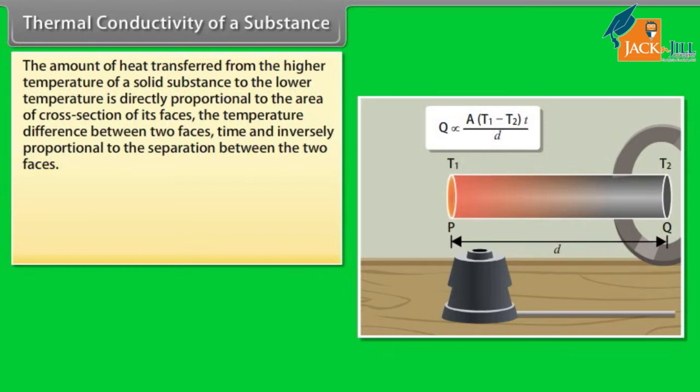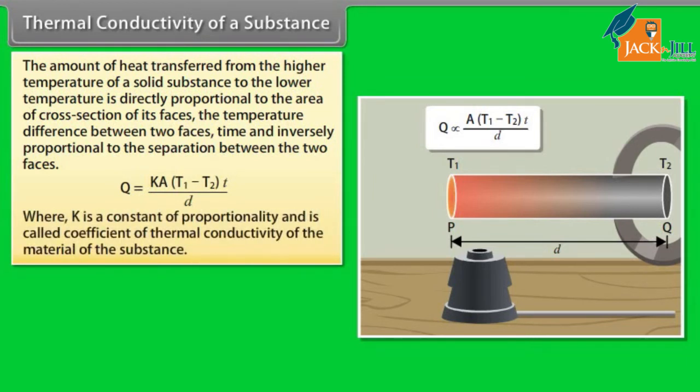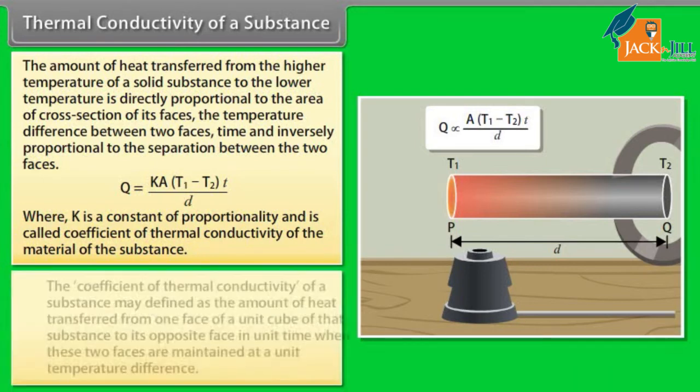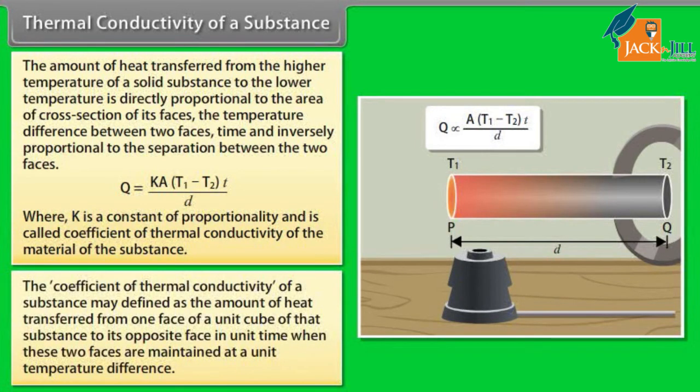It gives Q is equal to K A (T1 minus T2) t upon d, where K is a constant of proportionality and is called the coefficient of thermal conductivity of the material of the substance. The coefficient of thermal conductivity of a substance may be defined as the amount of heat transferred from one face of a unit cube of that substance to the opposite face in unit time when these 2 faces are maintained at a unit temperature difference.